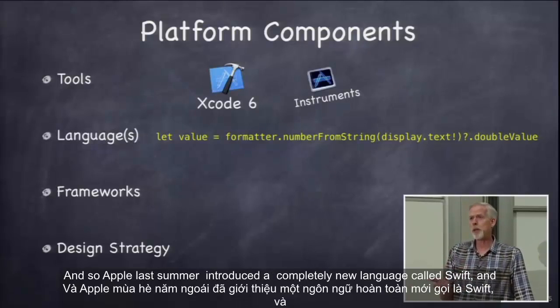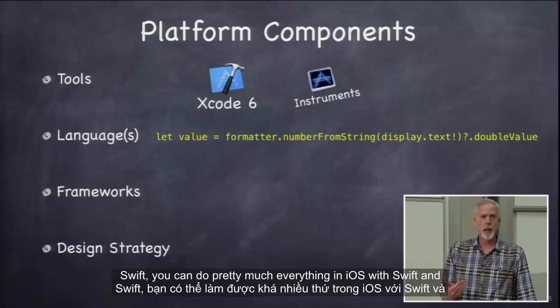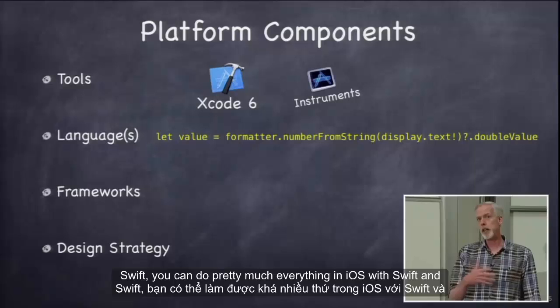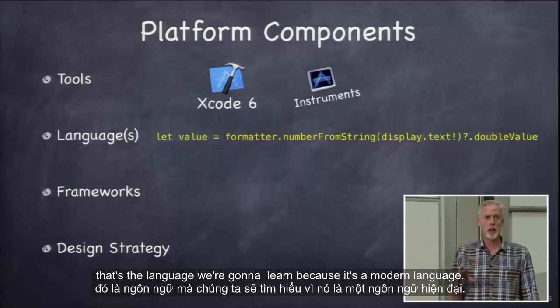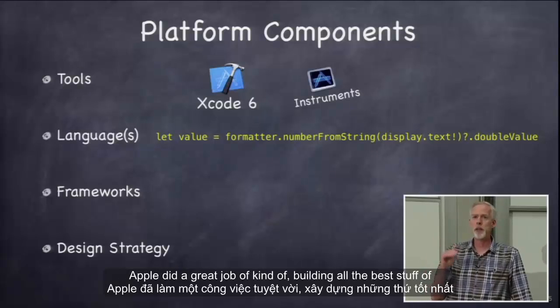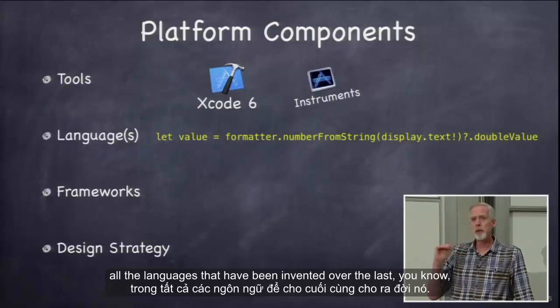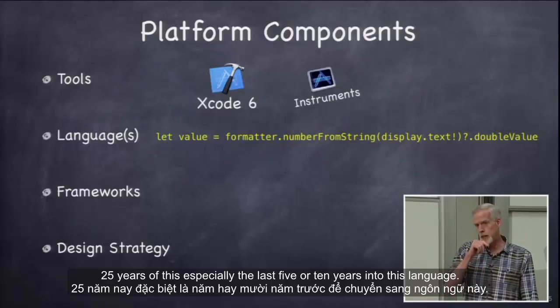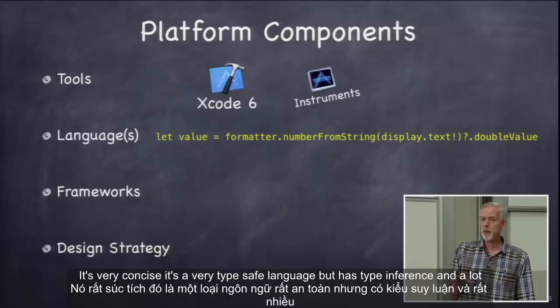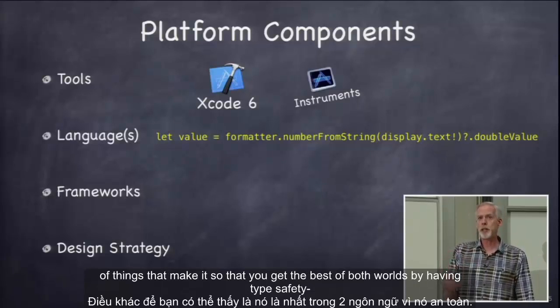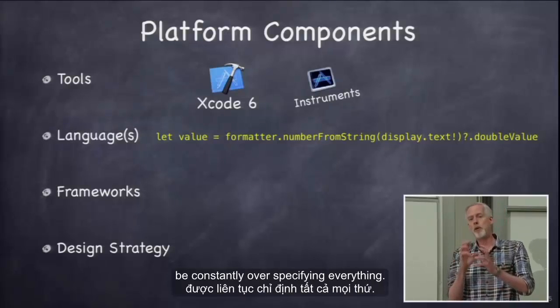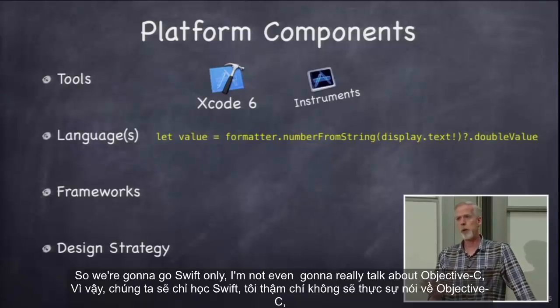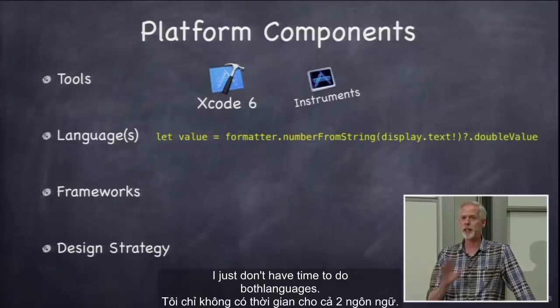And so Apple last summer introduced a completely new language called Swift. And Swift, you can do pretty much everything in iOS with Swift, and that's the language we're going to learn because it's a modern language. Apple did a great job of kind of building all the best stuff of all the languages that have been invented over the last 25 years, but especially the last probably 5 or 10 years into this language. It's very concise. It's a very type-safe language, but has type inference and a lot of things that make it so that you get the best of both worlds of having type safety and not having to be constantly over-specifying everything. So we're going to go Swift only. I'm not even going to really talk about Objective-C. I just don't have time to do both languages.